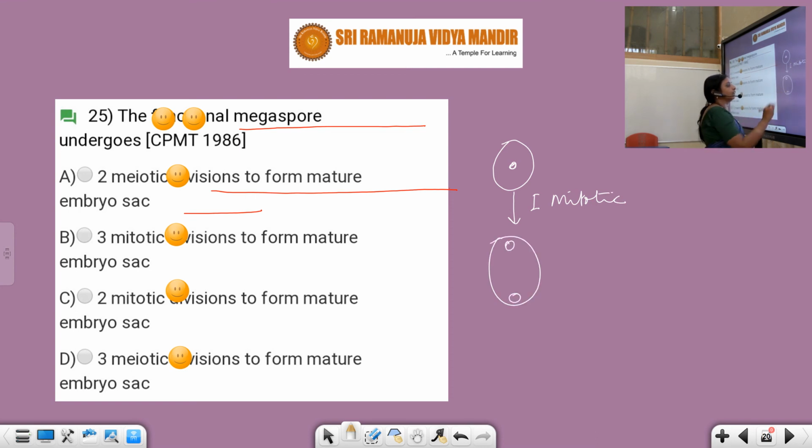After the first mitotic division, how many nuclei are formed here? This is 1 nucleus, in haploid condition. It undergoes mitotic division and forms 2 nuclei, 1 upper and 1 lower. Again mitotic division takes place, and 2 upper nuclei and 2 lower nuclei are formed. Again the third mitotic division.